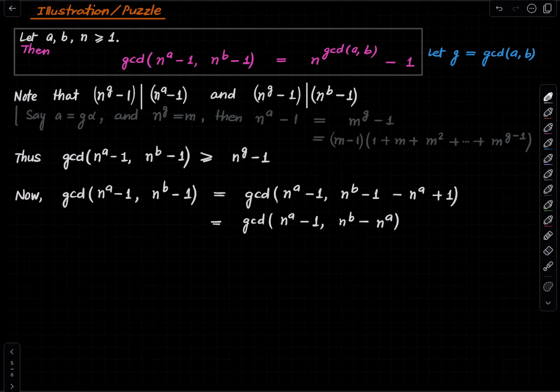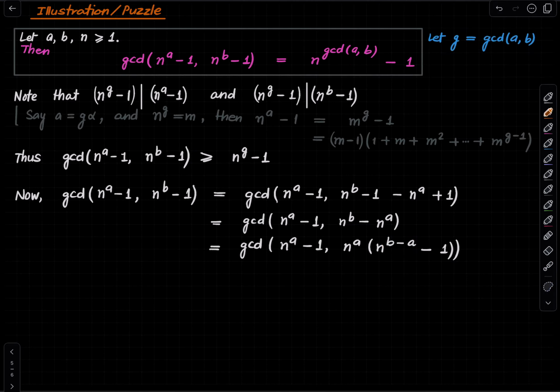this thing, which is also equal to, if we pull out the common term, so we pull out n to the power A, right? And here I would like to assume that this is an integer. So we may assume that B is at least A. This is without loss of generality. So this is fine. But now note that this number is relatively prime with that number.